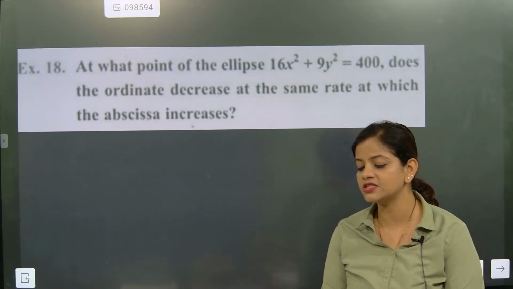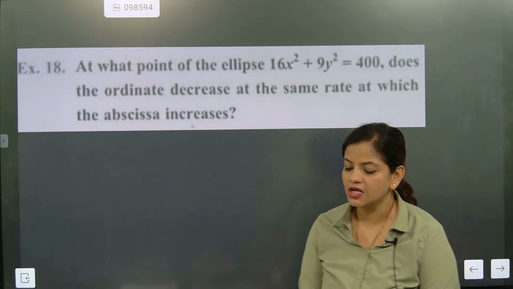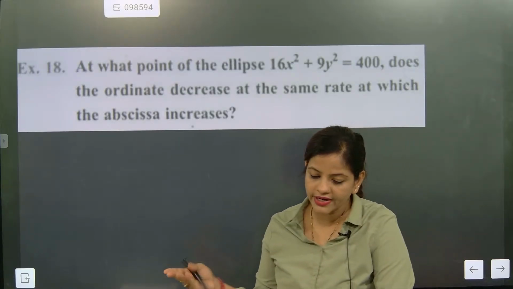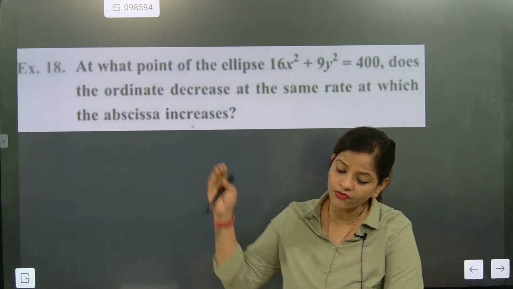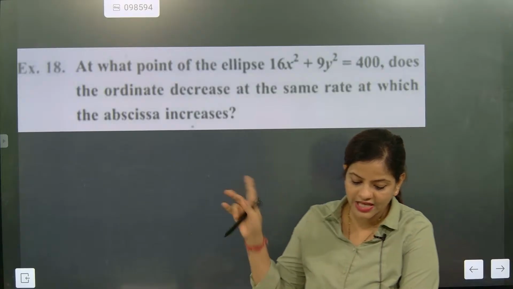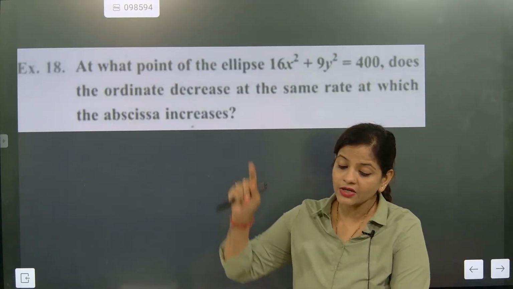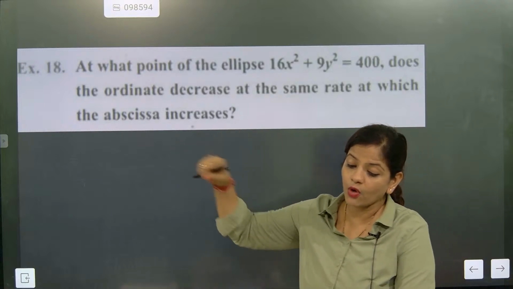That's what is called ordinate and abscissa. If somebody asks you, abscissa is the x-axis and ordinate is the y-axis. So a decrease in one will increase the other. They are telling the same rate. You need to be very particular about at what rate, and at what point they are asking. At what point of the ellipse?